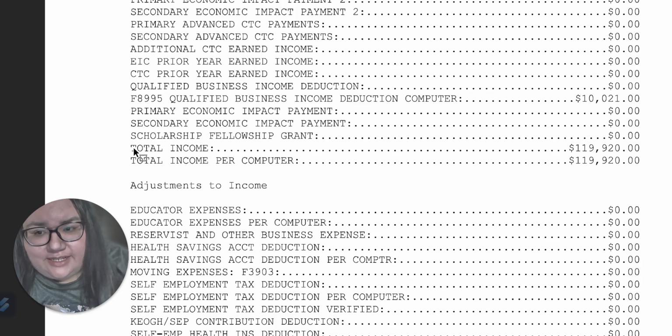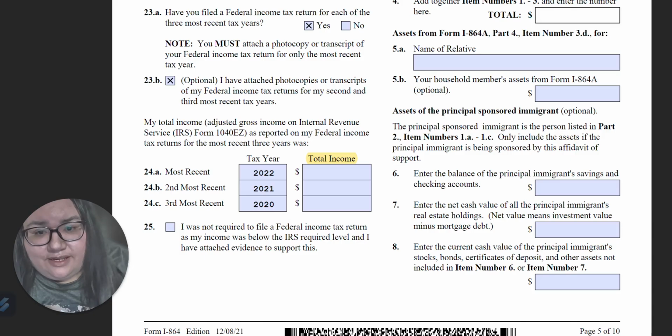So again, guys, remember, keyword is total income. You're going to look for that word both on your 1040 or your tax return transcript where I've showed you here today. So you're going to input that number exactly. So in our scenario, it's 119,920 that shows up. So we'll put in here 119,920.